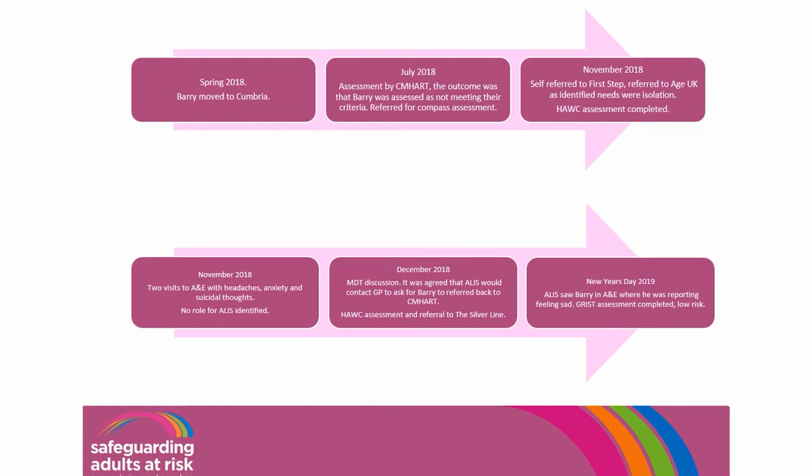In the new year, on New Year's Day, Barry presented back at A&E where he was feeling really sad, and a GRIST assessment took place. I'm sorry for all of the abbreviations in here, but I do want to explain what they are as well. It was an assessment tool for assessing the risk of suicide, self-harm, harm to others, self-neglect and vulnerability. And at that time, Barry was identified as being low risk on that assessment.